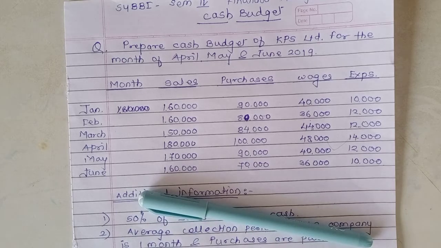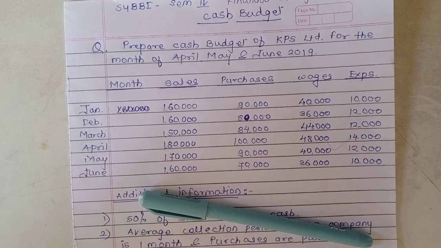It is probably the most important tool in cash management. Every organization will benefit if they prepare the cash budget. Cash budget is a device which helps an organization to plan and control the use of cash and cash equivalents. So here, it's not only the cash but also the cash equivalents that are considered.